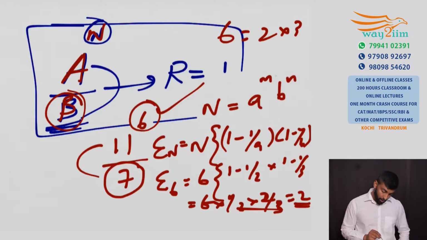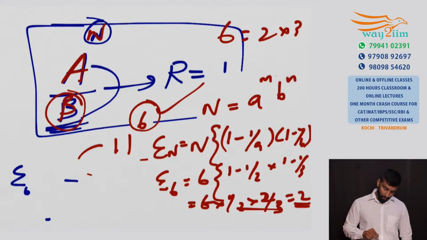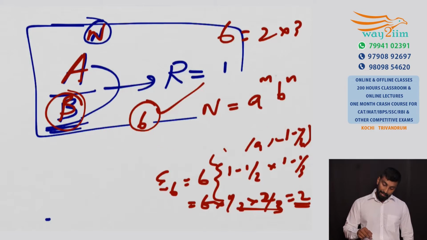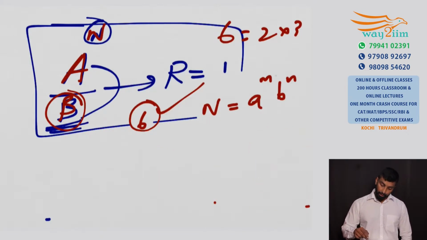What does this mean? Euler's number of 6 is 2 means the number of coprimes less than 6 is 2. What are they? 1 and 5. That's not important for you. You just need to know Euler's number is basically the number of coprimes less than that number. So you understood Euler's number. This is the only thing which I want you to understand.